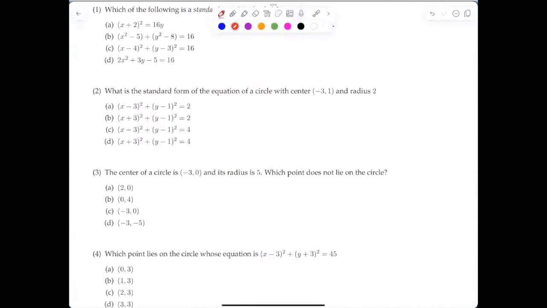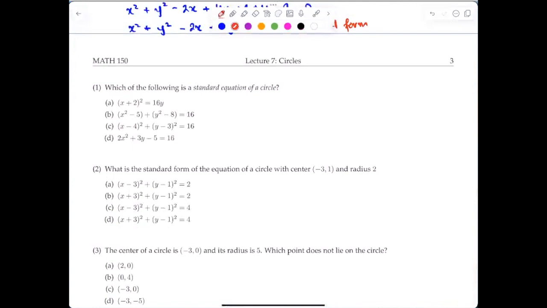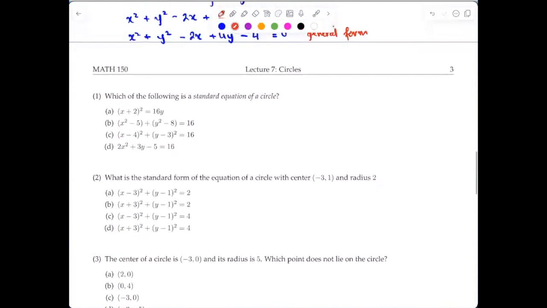You should have enough information at this point to complete the last 2 pages of work. Do you have any questions for us? Questions? All right, so let's go over the multiple choice questions. So number 1, which of the following is a standard equation of a circle? This one, A, B, C, D, C. No.